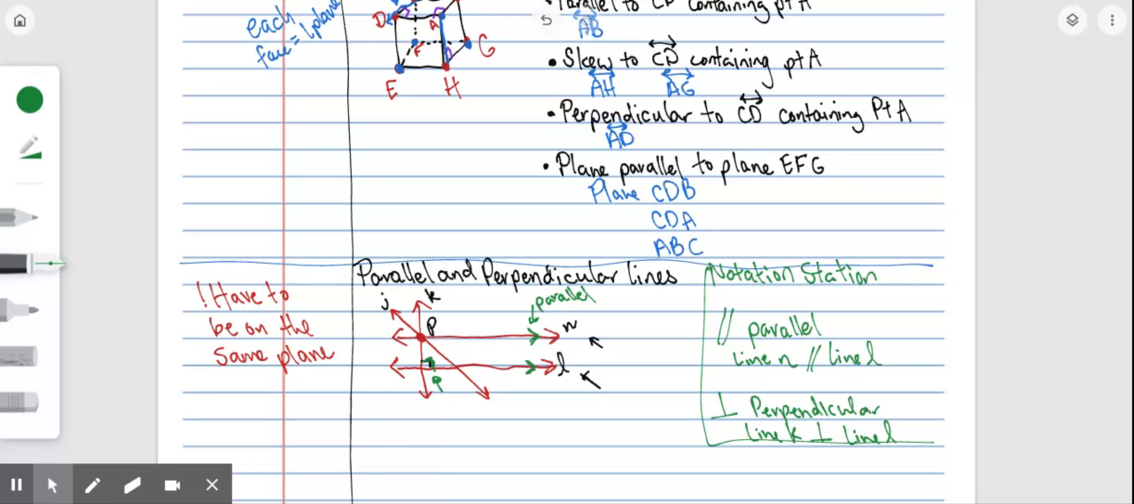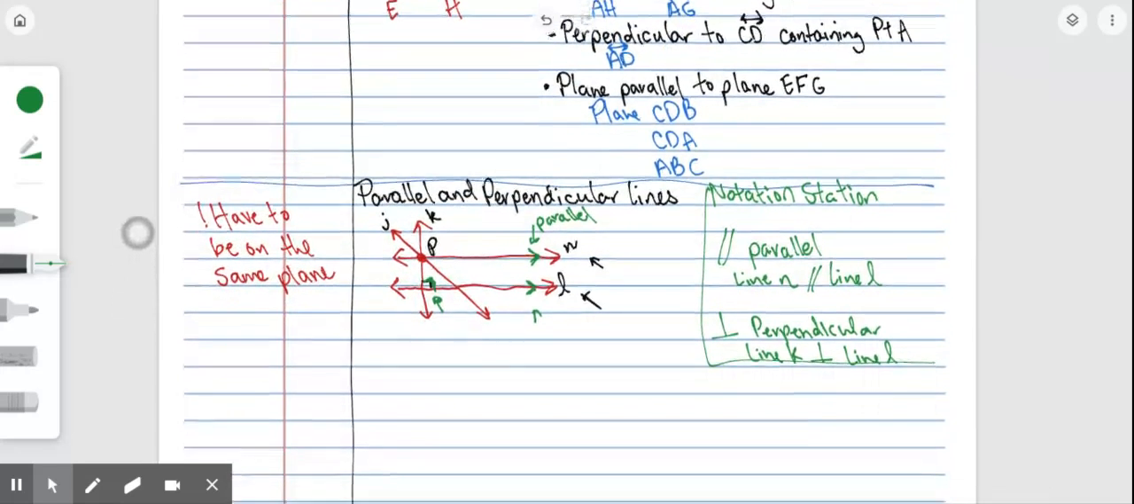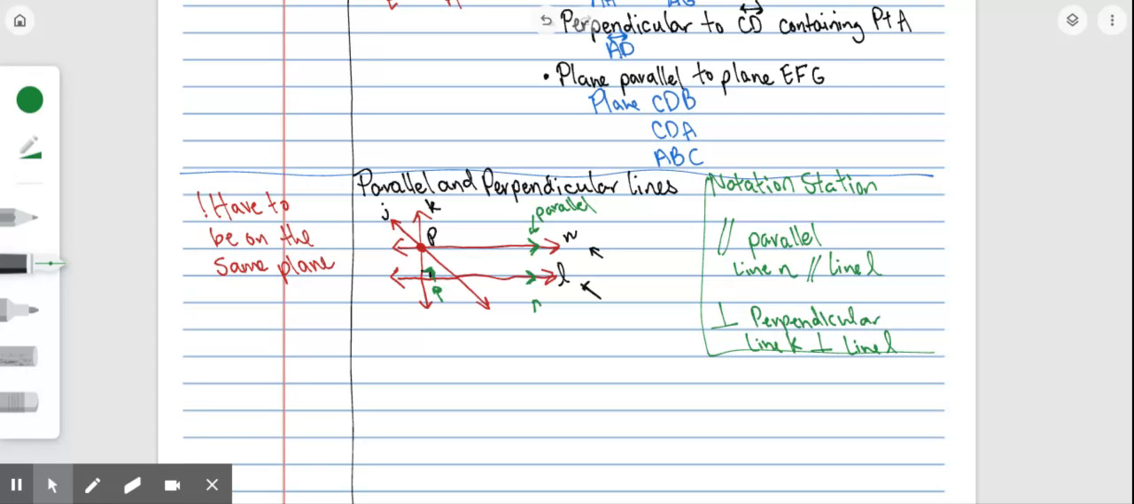So whenever you see a diagram, you're looking for these indications with the parallel lines or with the perpendicular line. And you can write it shorthand by doing the double bar or the upside down T, which means parallel or perpendicular. Okay, so then there are two postulates that we want to talk about. Basically, they say that parallel and perpendicular lines exist.